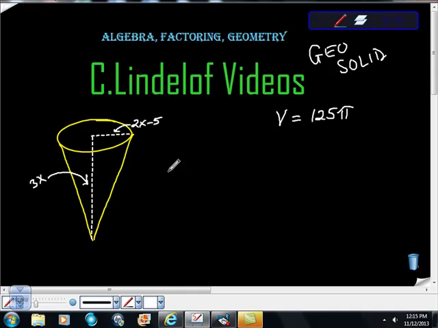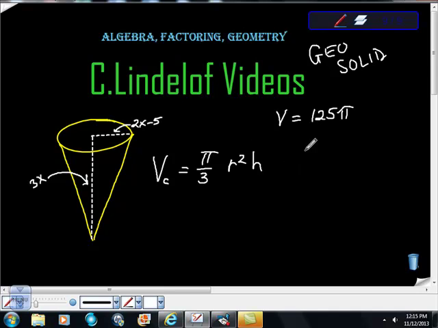What would help to know is that the volume of a cone is equal to pi thirds r squared h. Some professors or teachers will put the whole thing over 3. It doesn't make one bit of difference. I'm just throwing it out there. So that's what I'm going to start working with.